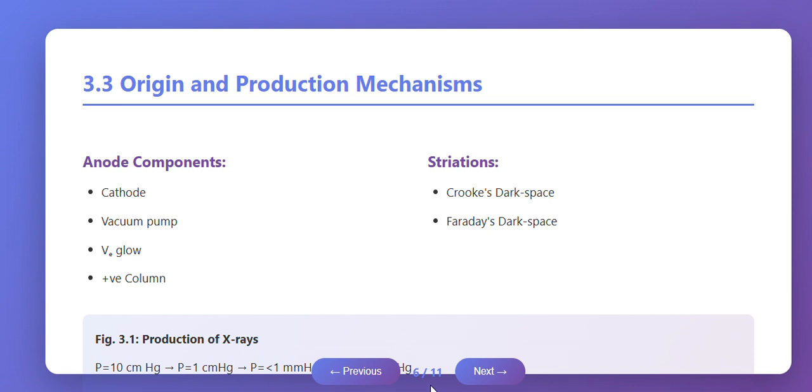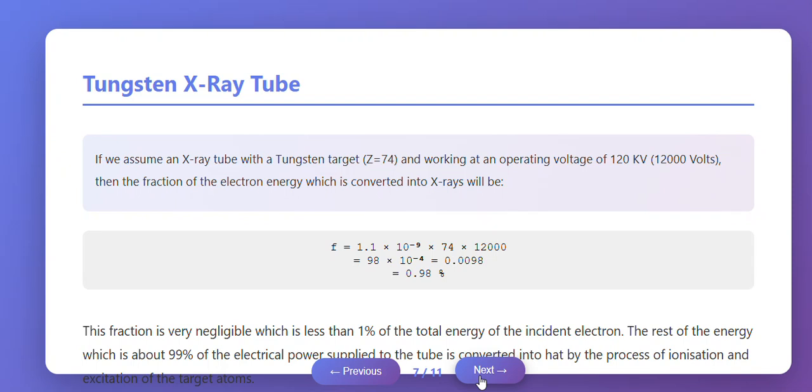This diagram shows how the discharge changes as pressure decreases from 10 centimeters of mercury down to less than 0.01 millimeters of mercury. Each stage has its own unique visual appearance and physical characteristics. It's like watching a transformation, from bright, chaotic lightning to focused, invisible X-ray production. Nature is truly amazing. Now, let's do some real calculations.